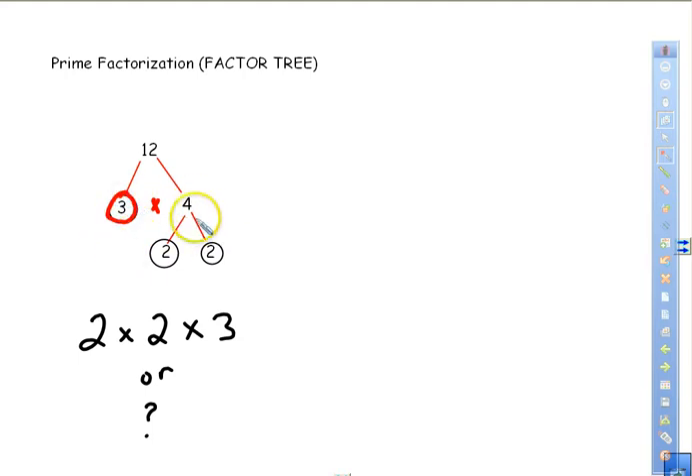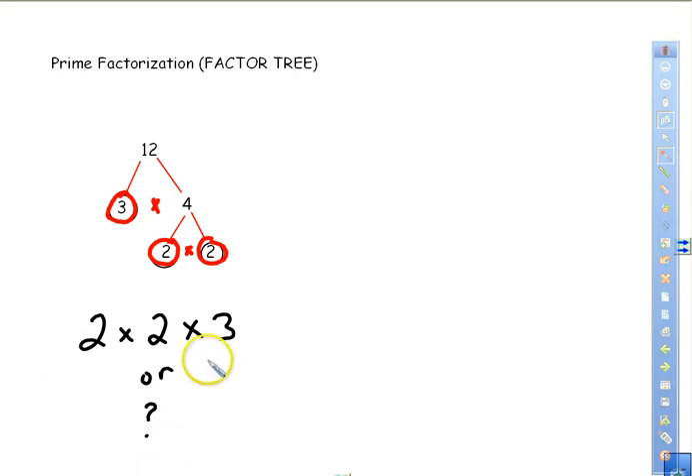Then you break down the 4, which was 2 times 2, and both of those 2's are prime, so you circle them. Now, all the numbers that are circled, which would be 2 times 2 times 3, you put them in order from least to greatest, and then you can also write them using exponents, and that's why it says "or" and then a question mark.